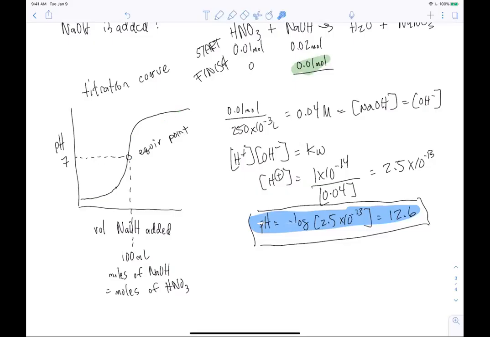Yeah, you could also find pOH and subtract from 14. That's probably another way to do it. But so this is strong acid or strong base. When you titrate them together, you get something like this.